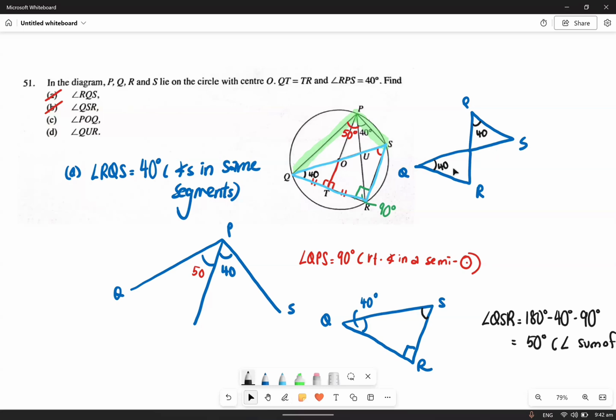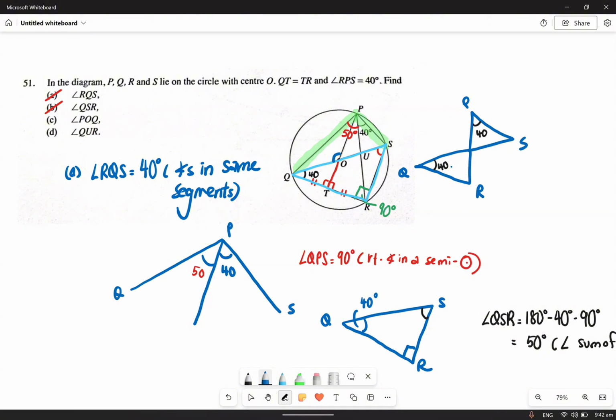POQ. Where's POQ? POQ is this point over here. Do you understand? Okay, so if we can find that point, that would be great. Maybe we look at what points we can find first. QOT. PQS.